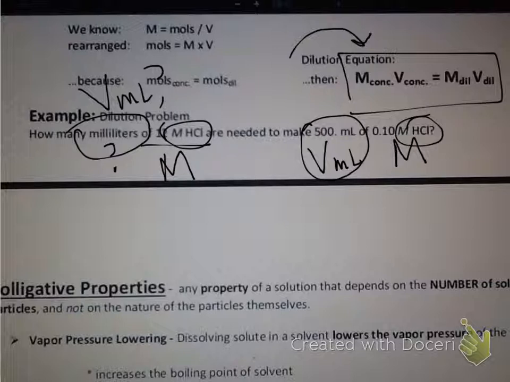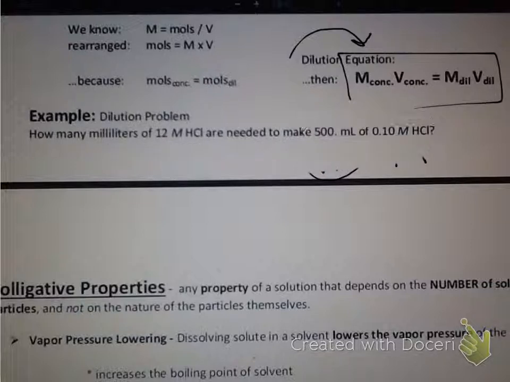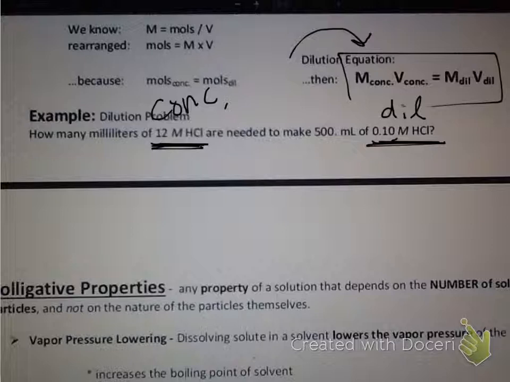Because if you're given molarities of different solutes, you might have a stoichiometry problem. But molarities of the same solute tells you that they're different concentrations. What do I mean by that? Here we have two solutions of hydrochloric acid. We have the 12 molar and we have the 0.1 molar. The 12 molar is the concentrated solution because it's a higher concentration. The 0.1 molar is the dilute solution because it's a lower concentration or molarity. So here we have a concentrated HCl solution, and here we have a dilute solution of HCl.